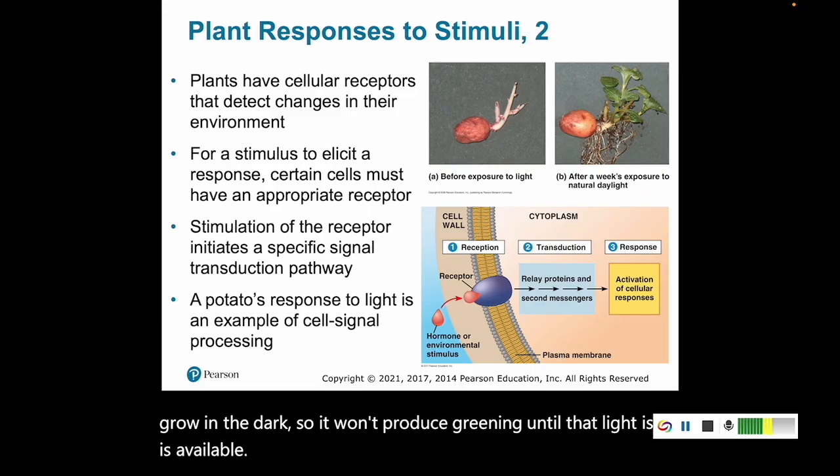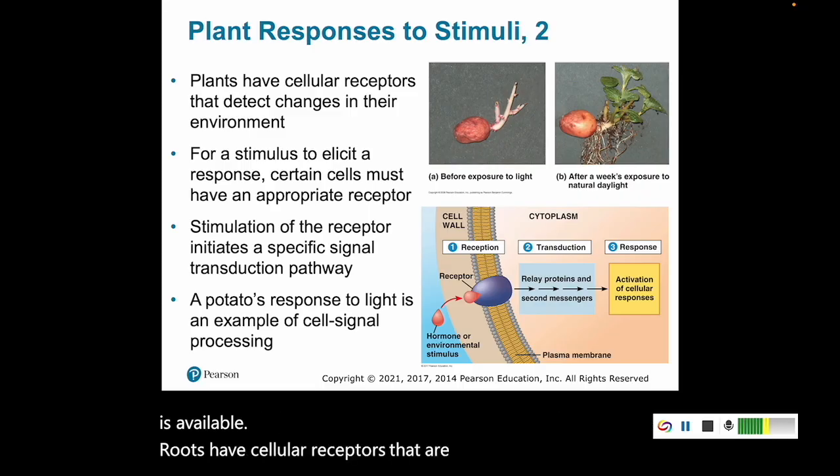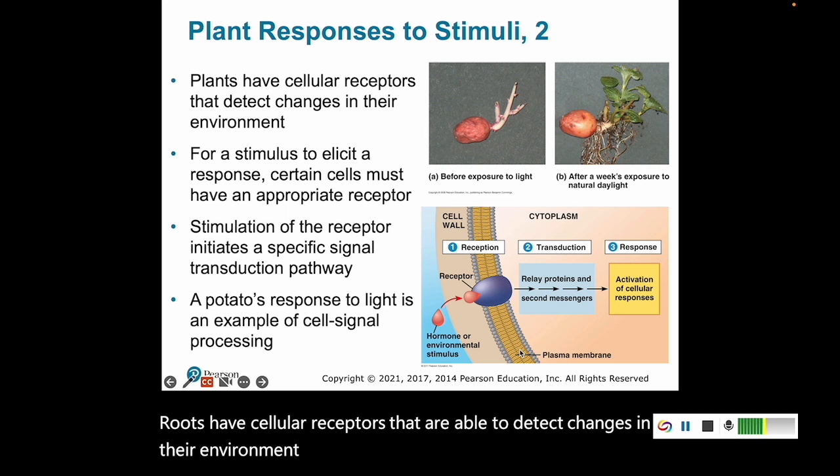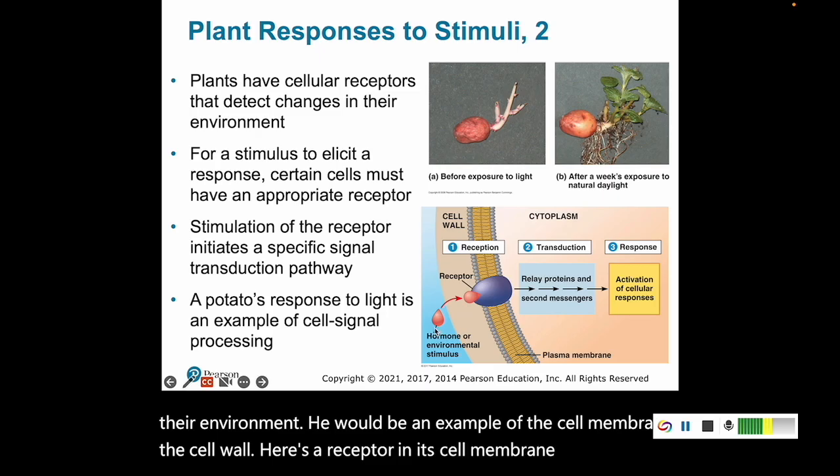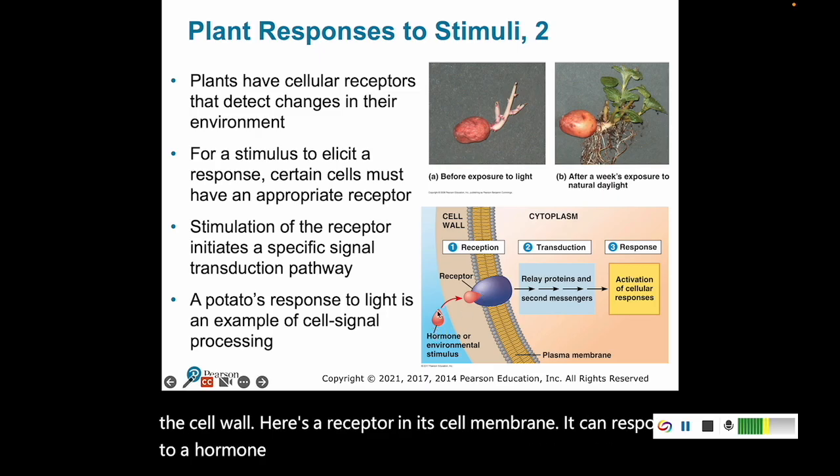Roots have cellular receptors that are able to detect changes in their environment. Here would be an example of the cell membrane, the cell wall. Here's a receptor in its cell membrane. It can respond to a hormone. It could respond to light. It could respond to just about anything there could be receptors for.